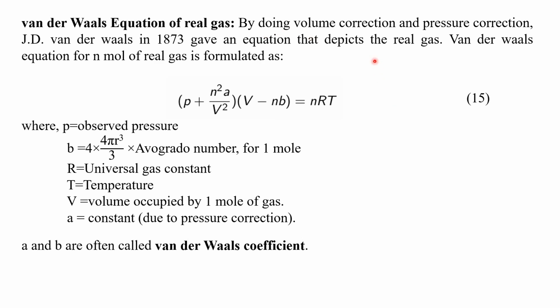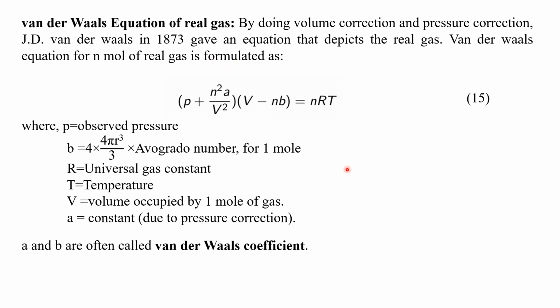By doing volume correction, because we considered in the kinetic theory of gases that gas molecules or particles are point masses, so they do not have any volume. So by doing the volume correction, we need to now incorporate the volume of each particle. And with pressure correction, J.D. van der Waals in 1873 gave an equation that depicts the real gas. So the van der Waals equation for n moles of real gas is formulated like this.